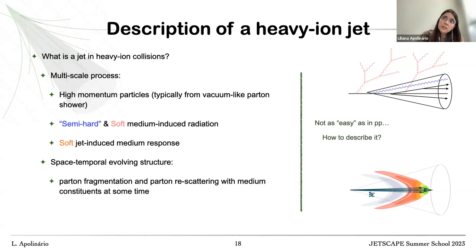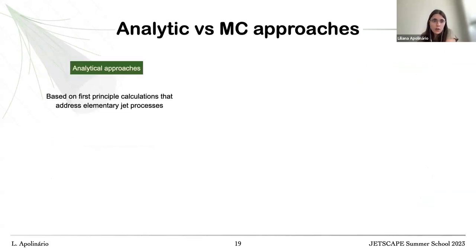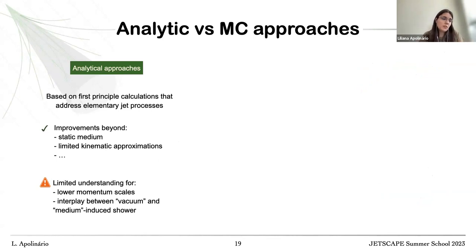And so this is not easy, and the question is how exactly we want to describe it. You'll face basically two kinds of approaches. The analytical approaches try to use first principle calculations to address all these phenomena. This field has been very, very active, and there have been a lot of improvements over all the limits that you can consider. But of course, we have limited understanding of how to treat the lower momentum scales, because this is close to non-perturbative QCD, which is a very interesting problem, nonetheless very hard. And then we have this interplay between vacuum and medium-induced showers that we still are not able to describe in a very solid way.